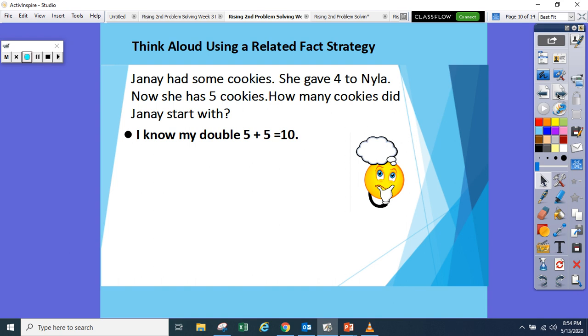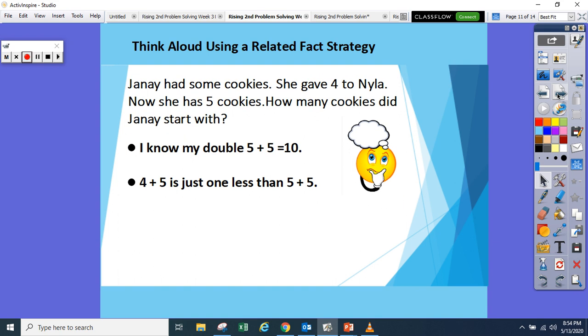So let's recap the problem one more time. Janae had some cookies. She gave 4 to Nyla. Now she has 5 cookies. How many cookies did Janae start with? Well, I know my doubles fact, 5 plus 5 equals 10. That's really close to something take away 4 is equal to 5. I know that 4 plus 5 is going to be just 1 less than 5 plus 5.